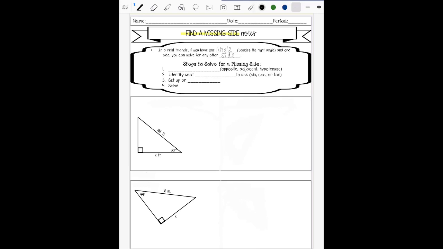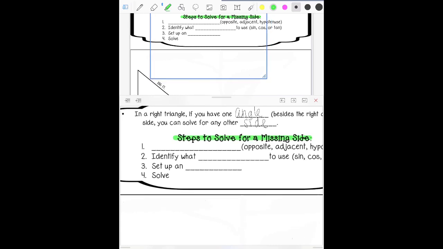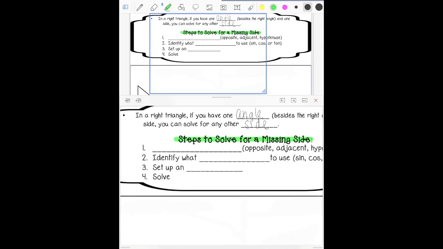So if you have a right triangle and all you know is an angle and one side, that's enough information to figure out what all the other sides are. I'm going to brief you through the steps on how to do this. The steps are straightforward, and I'm going to zoom in so that you can see clearly. The first step is simple. You've been practicing this step.